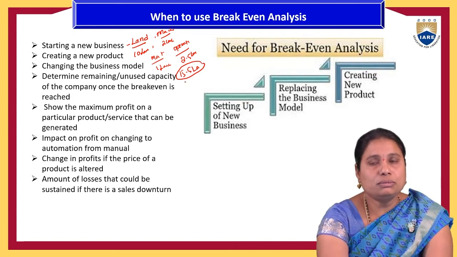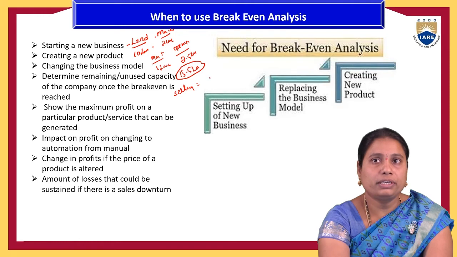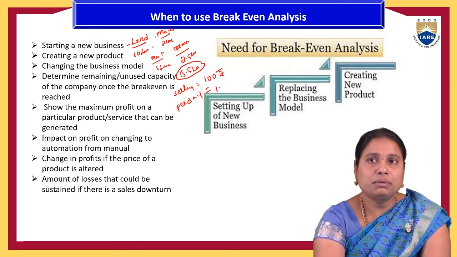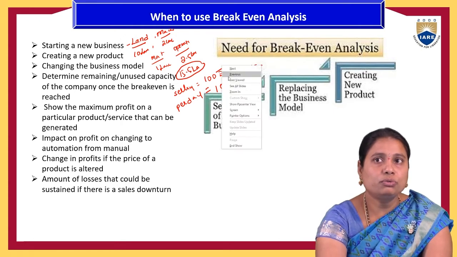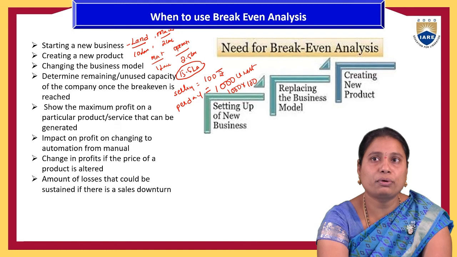So for this 15.5 lakhs of rupees, each unit selling price of the particular product is 100 rupees, and per day they can produce a maximum of 1000 units. Which means 1000 into 100, the maximum scope for generating profits is 10,000 rupees.